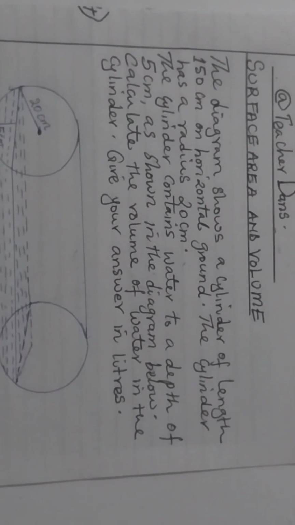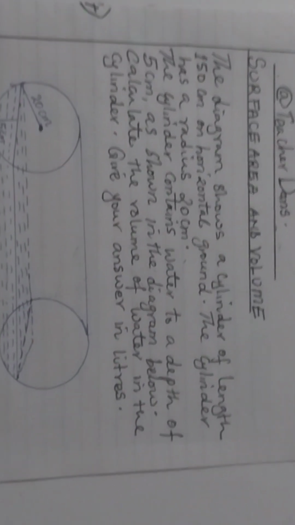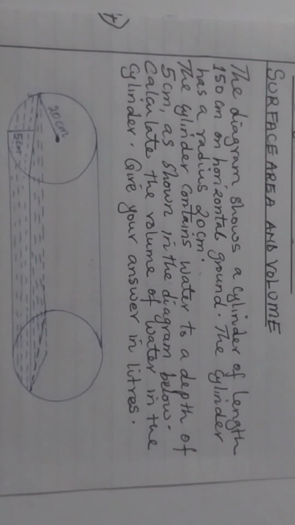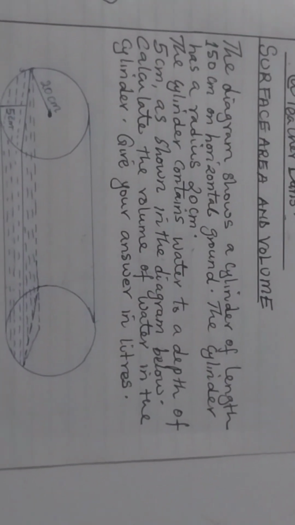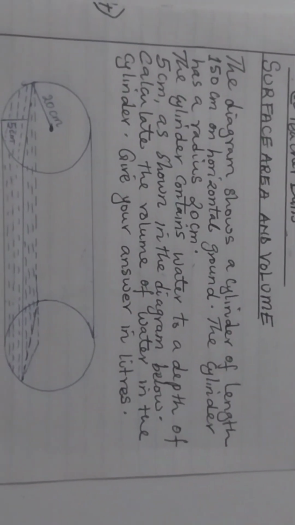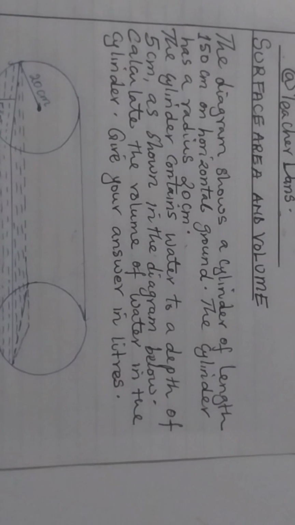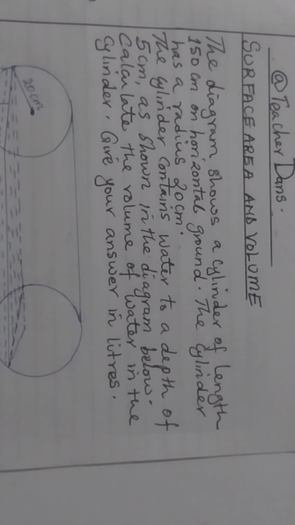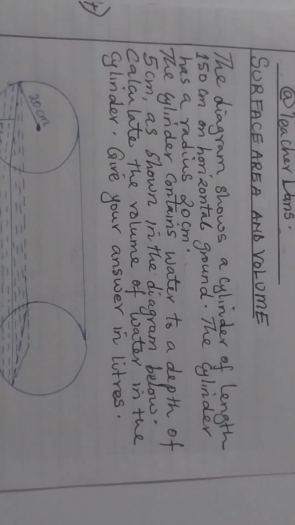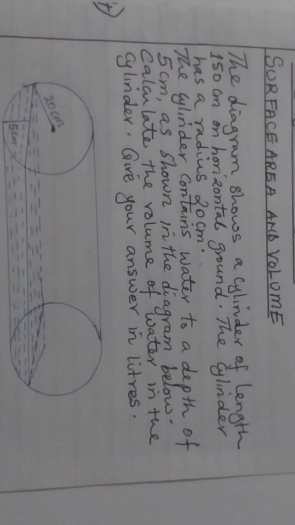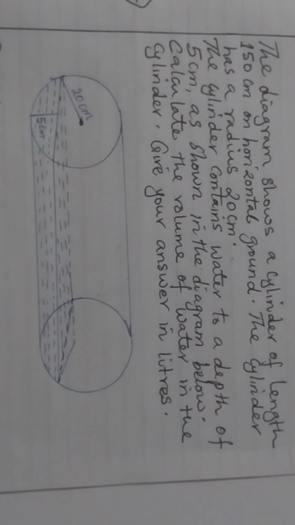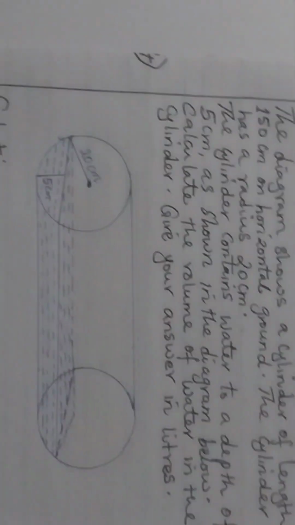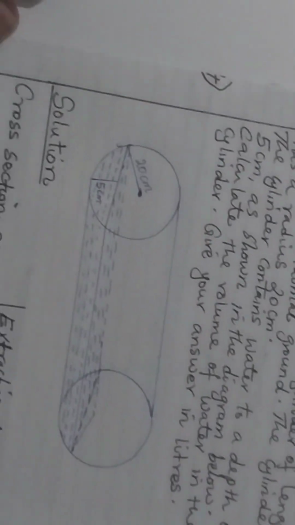Hi guys, we have a very interesting question on surface area and volume. We are given a diagram which is a cylinder of length 150 centimeters that lies on a horizontal ground. Further, we are told that the cylinder has a radius of 20 centimeters and it contains water to a depth of 5 centimeters as shown in the diagram below. We are told to calculate the volume of water in the cylinder and give our answer in liters.